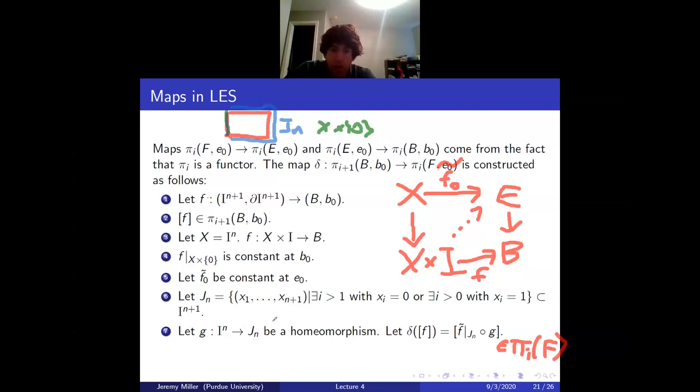So what we're going to do is we're going to pick this lift f here that goes from x cross I into E, and then we're just going to restrict f to Jn, but then identify Jn with In. So f restricted to Jn gives us a map to E, and we're just going to say, I'm going to view Jn as In. So it should be clear at this point that this is an element here.